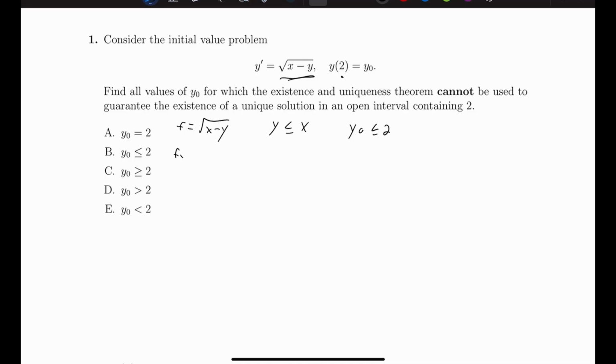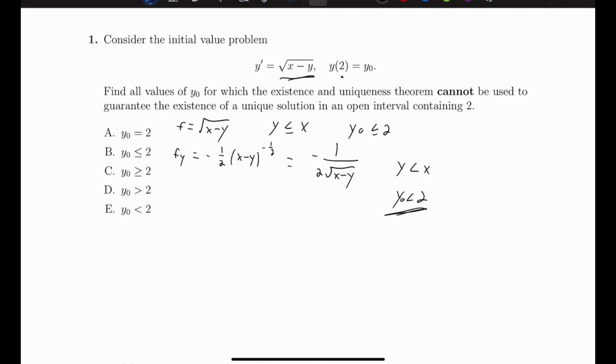Then we take f sub y, and taking the derivative of that with chain rule will get you 1/2 times x minus y to the negative 1/2 power, with a negative because chain rule. And then I like to rewrite that as negative 1 over 2 root x minus y. Obviously here this is stricter because we cannot have a 0 in the denominator. So that means that y has to be just less than x, and therefore y naught has to be less than 2.